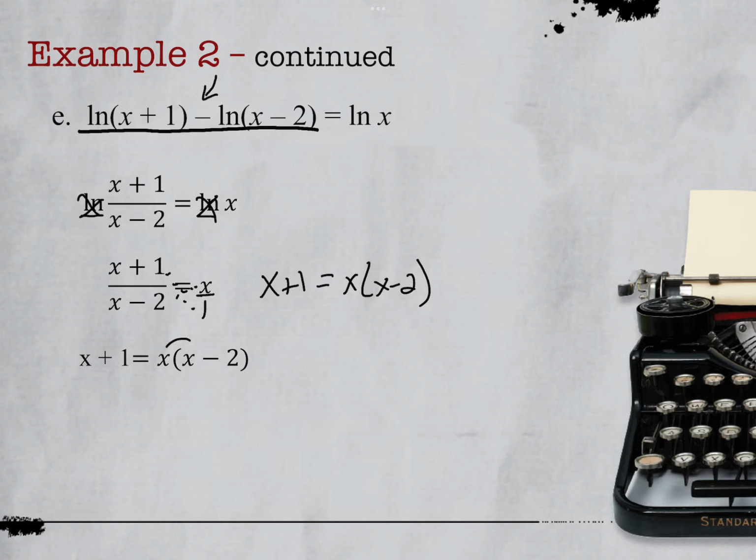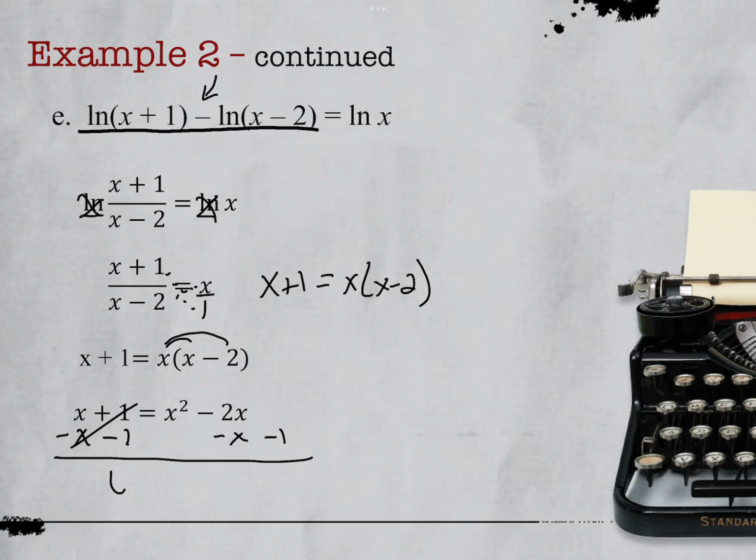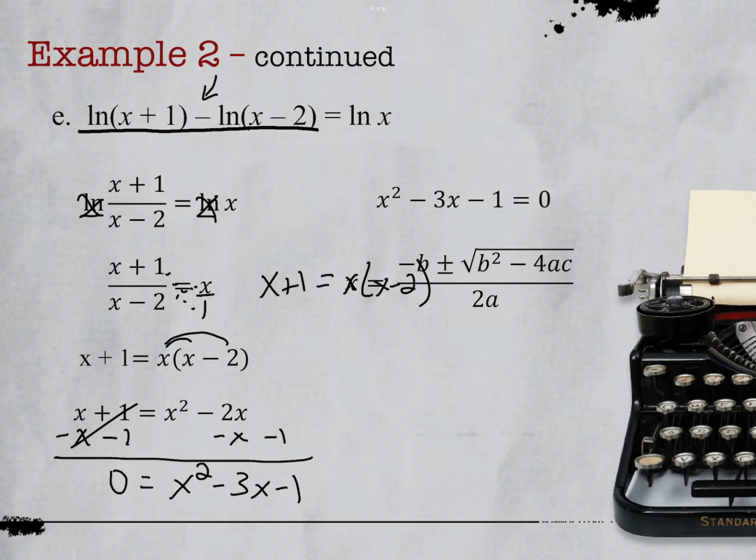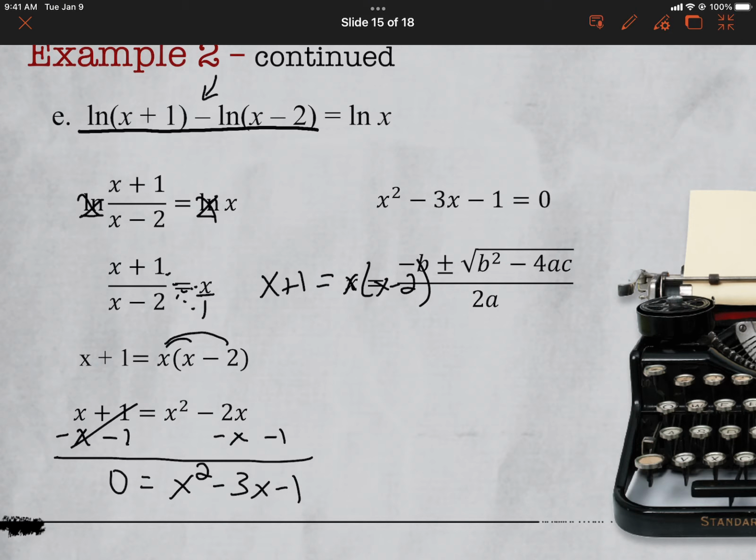We need to distribute to get rid of our parentheses. So x plus 1 equals x squared minus 2x. We need to get everything on the same side. So here I would subtract the x and the 1. So over here we would have 0, and then x squared minus 3x minus 1. So here I'm just moving over to the other side. So I would have x squared minus 3x minus 1.